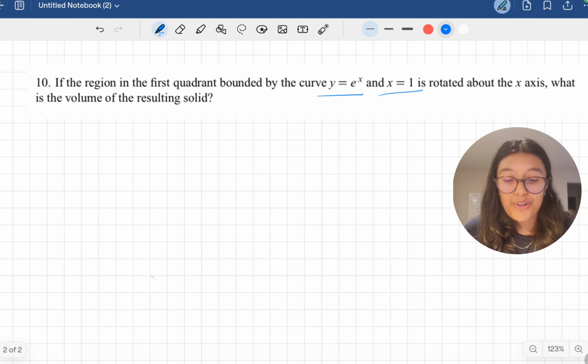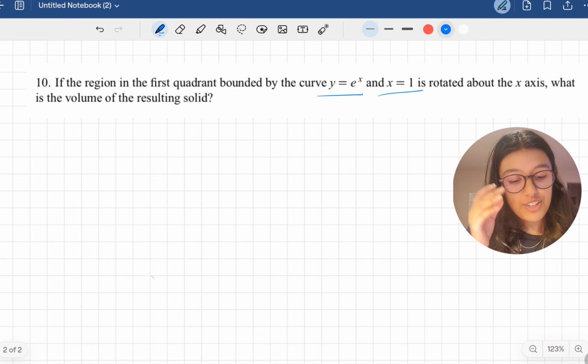Hey guys, today we're going to be taking a look at this problem. If the region in the first quadrant bounded by the curve y equals e to the power of x and x equals 1 is rotated about the x-axis, what is the volume of the resulting solid? And feel free to pause the video and give this problem a go before I go over the solution.